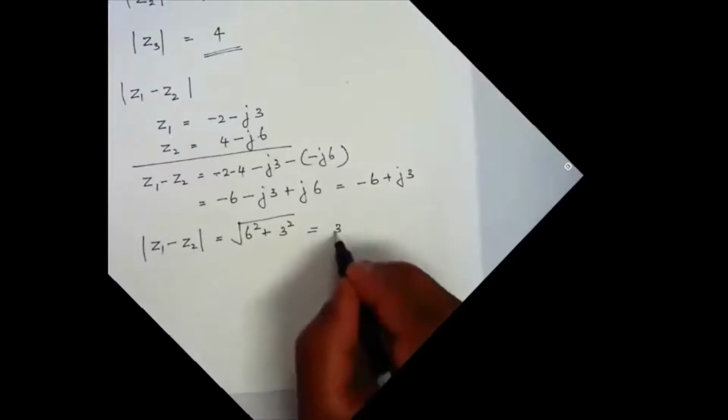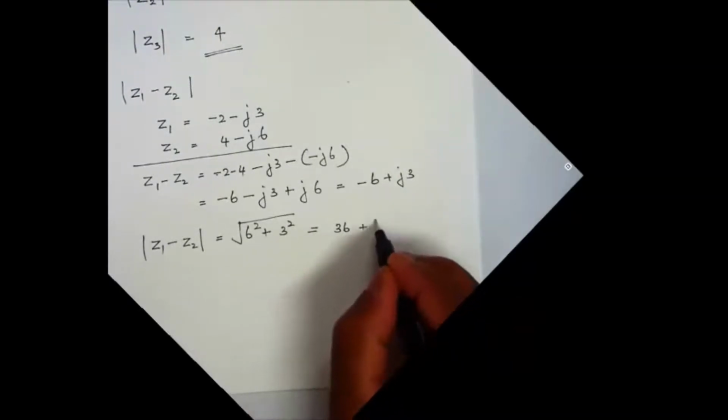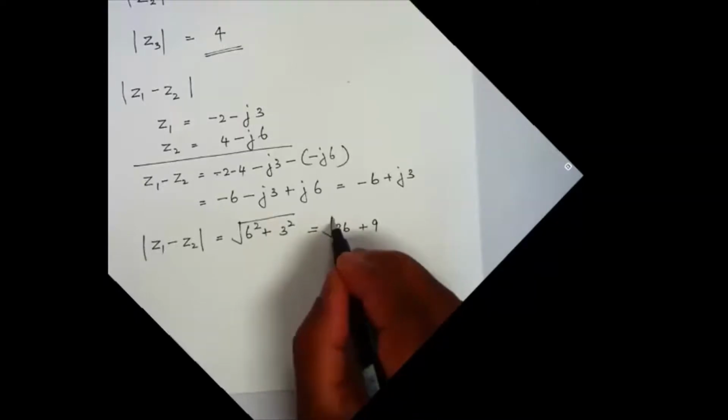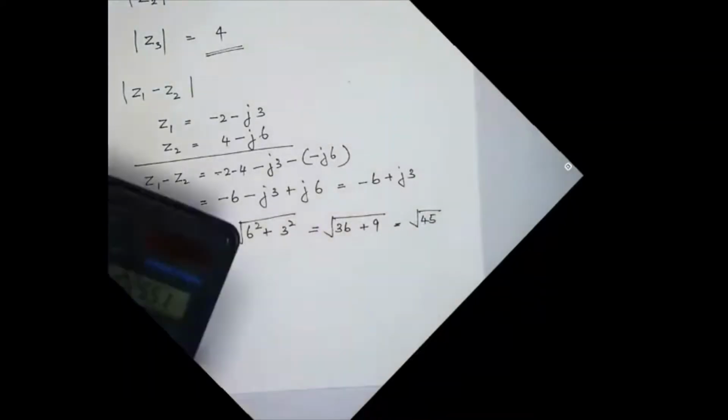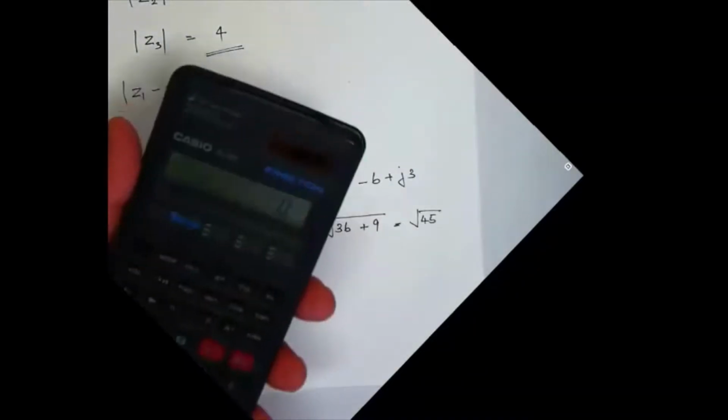So now we can find the modulus, which is easy now. It's equal to the square root of 6 squared plus 3 squared. So 6 squared is 36 and 3 squared is 9, and that is the square root of 45, which, from our calculator, is 6.708.